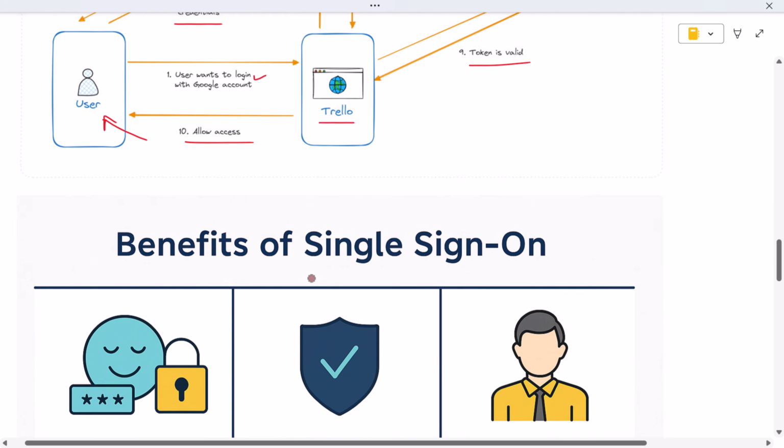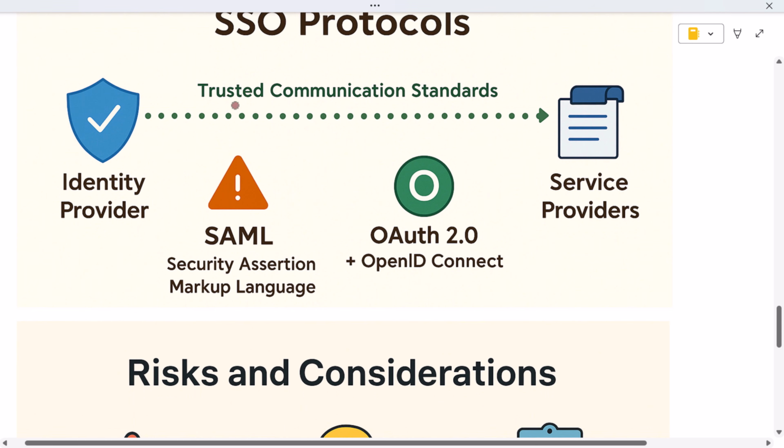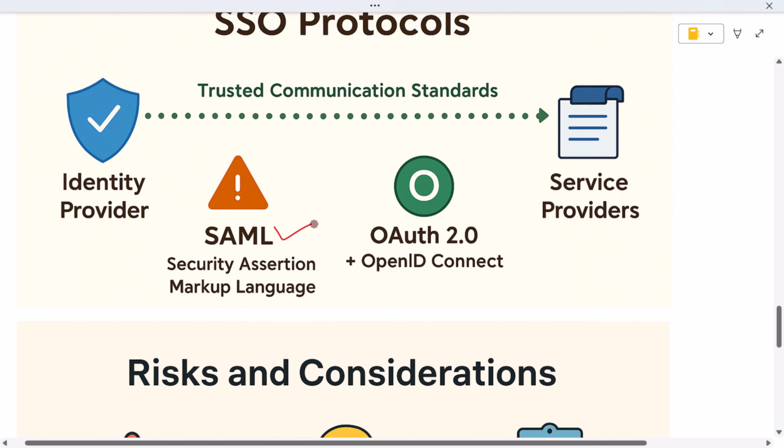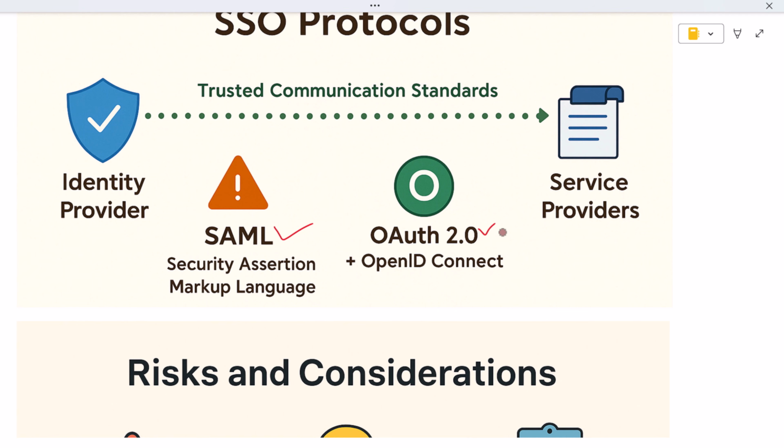Let's take a look at the SSO protocols. SSO works smoothly because of trusted communication standards called protocols. These protocols define how identity data is exchanged securely between the identity provider and service providers. One of the most established protocols is SAML, which stands for Security Assertion Markup Language. It is commonly used in enterprise applications and internal systems. Another widely used framework is OAuth 2.0. OAuth focuses on authorization and is often paired with OpenID Connect to support authentication. This combination is especially popular for cloud apps and APIs. These protocols ensure that identity data is securely transmitted and that tokens can't be forged or intercepted.